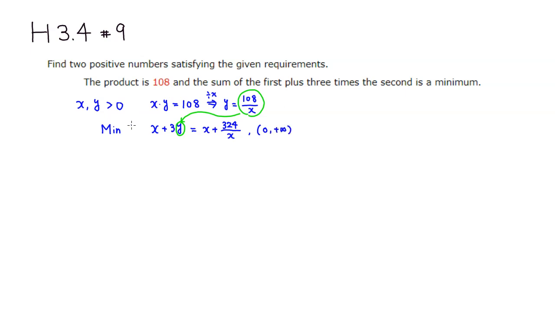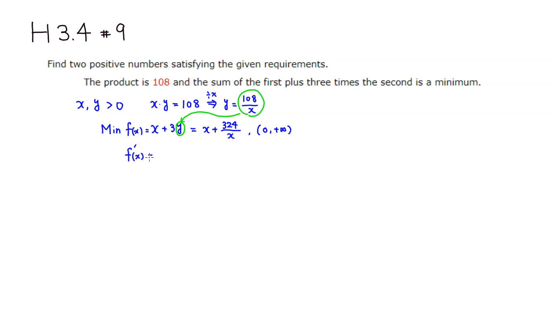All right, so I'm going to call this function f, since it's just a function of x here. So we want to minimize x plus 324 over x over the interval, which is the positive real numbers. All right, let's find a critical number. Take the derivative.